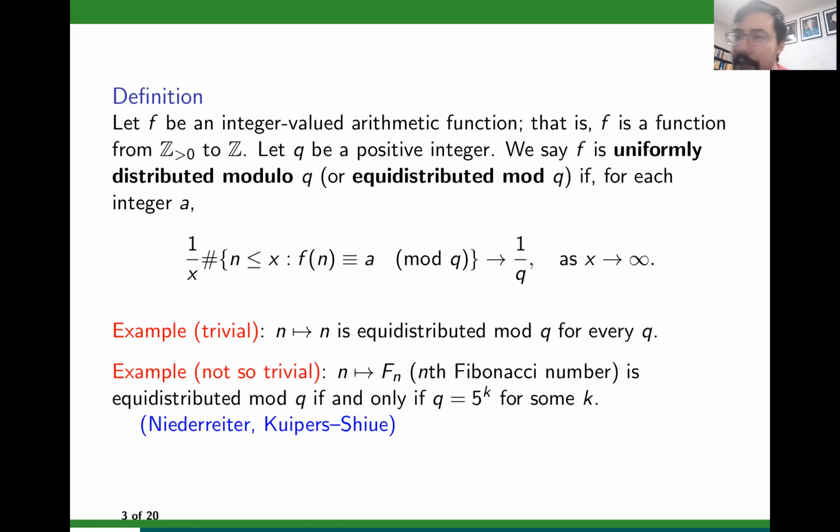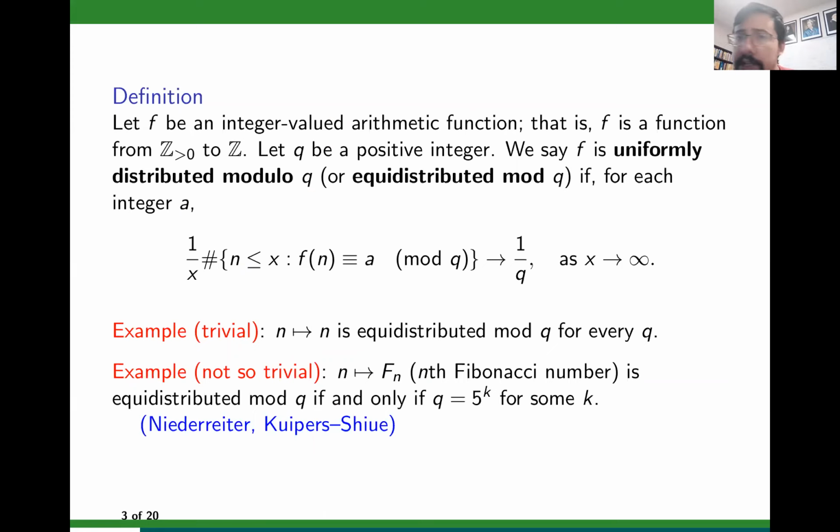So this talk is about uniform and weak uniform distribution of arithmetic functions. I think it makes sense to start with the uniform distribution part because that's the easier part to motivate. So I'm going to suppose I have an integer valued arithmetic function, by which I just mean a function from the positive integers to the integers.